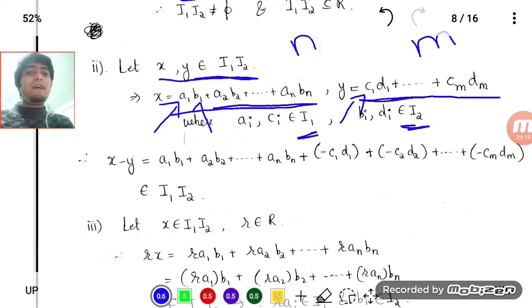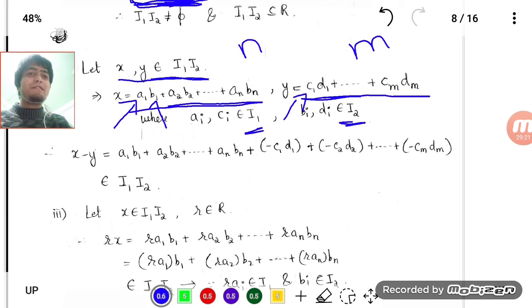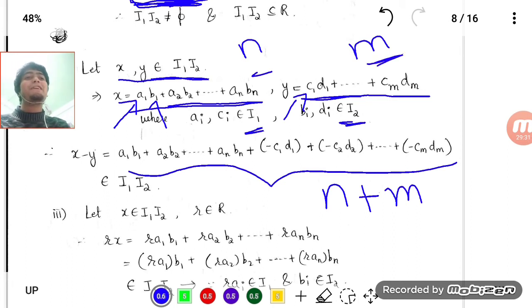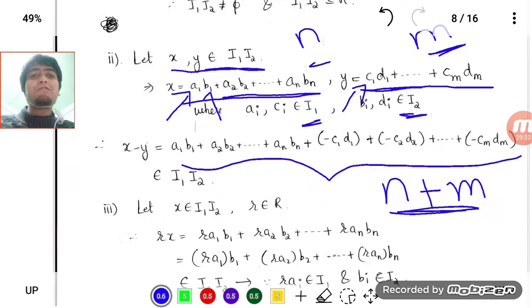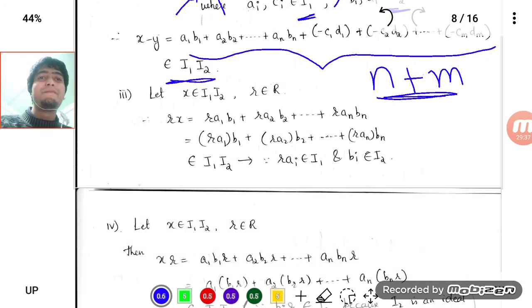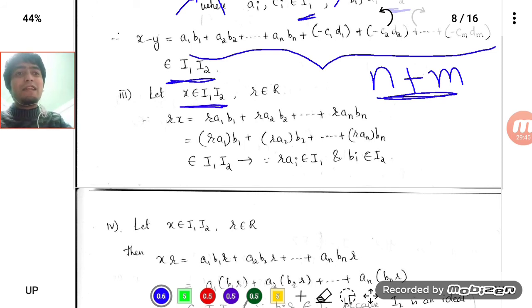So x minus y, this is in n steps, this one in m steps. So over here, in total, it will be n plus m steps. N is a finite number. M is a finite number. N plus m will also be finite. That is why x minus y will belong to I1, I2. That is clear.